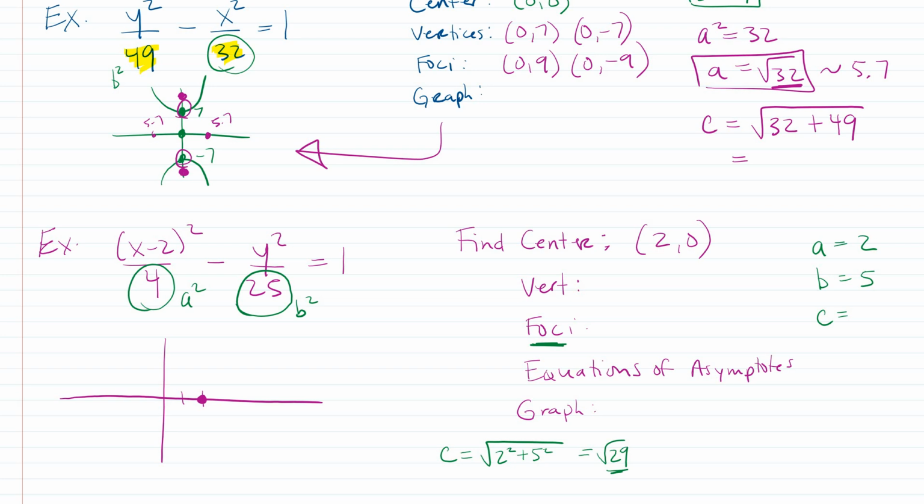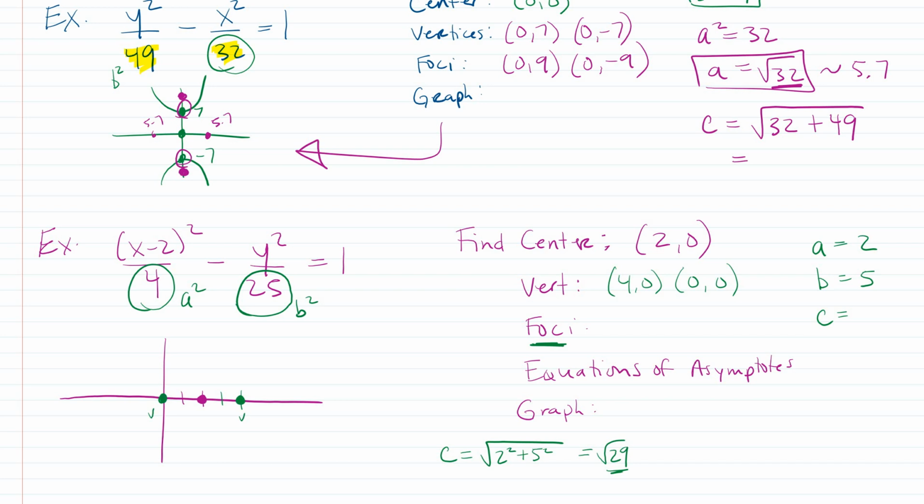So your vertices are a units away from your center. So if we come over here, 1, 2, put a point, 1, 2, put a point. Those represent our vertices. So that is at 4, 0, and 0, 0.